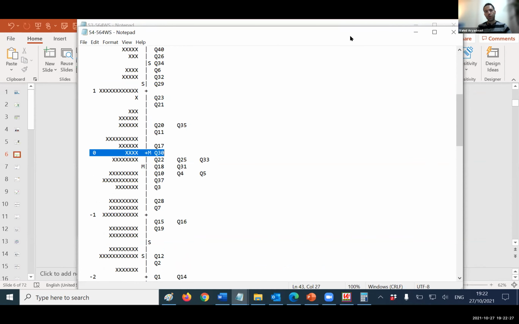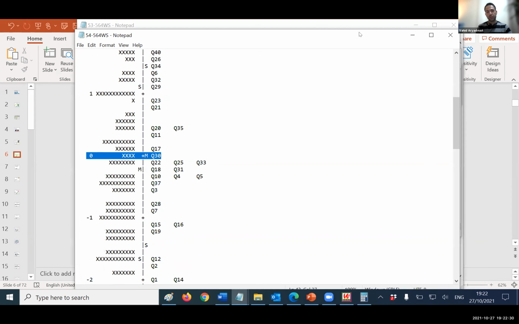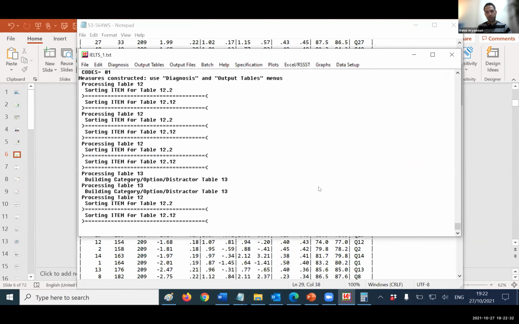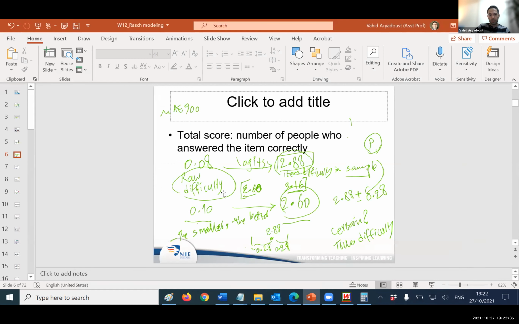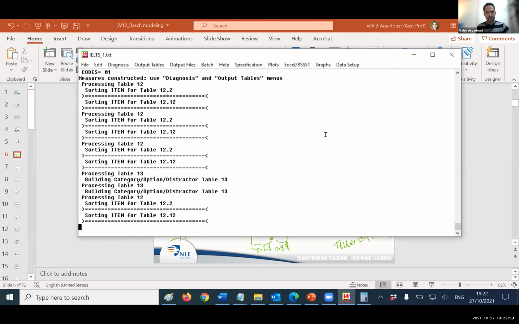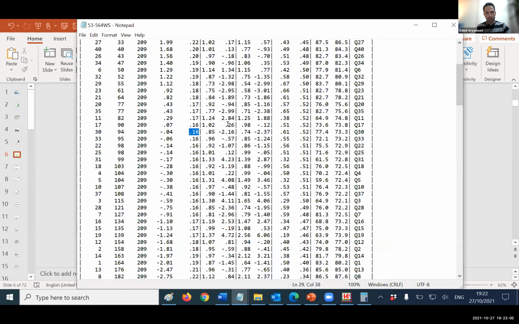You know, so why is it so? It's simply because we changed the raw difficulty, as you see here, to logarithm, to logits. So when you change them, some of them become negative, some of them become positive. That is how logits function actually. It's how the mathematics works. Thank you. Sure. So I'm going back to this one.